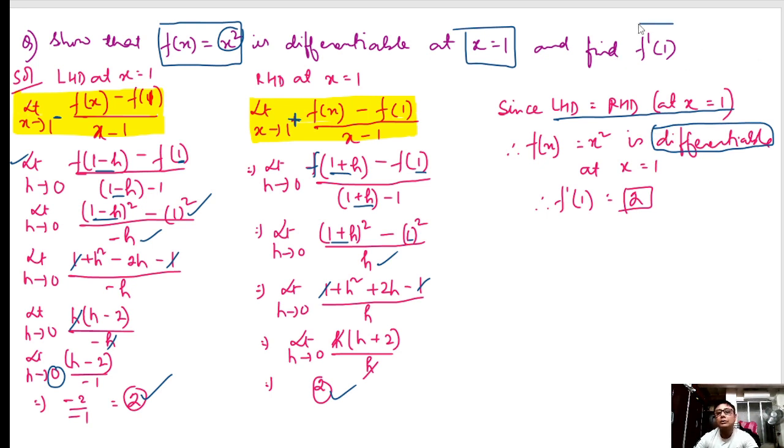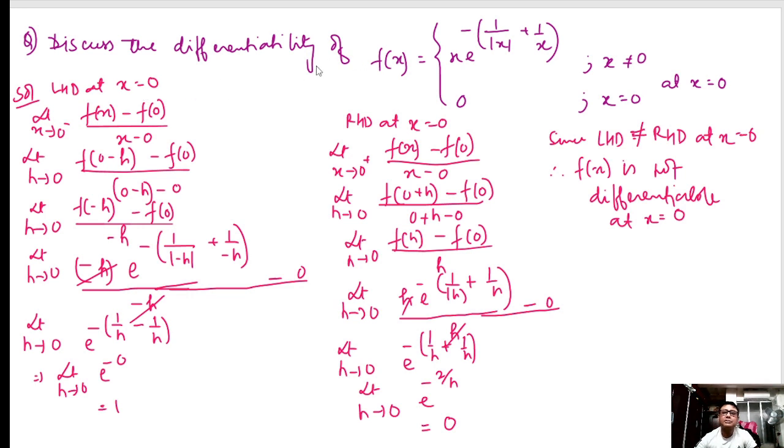And what is the value of that differentiation at x equal to 1? It is the value of the right hand derivative or the left hand derivative, okay. The value of the differentiation at x equal to 1 is actually the value of the left hand derivative or the right hand derivative. So let's see the next function.